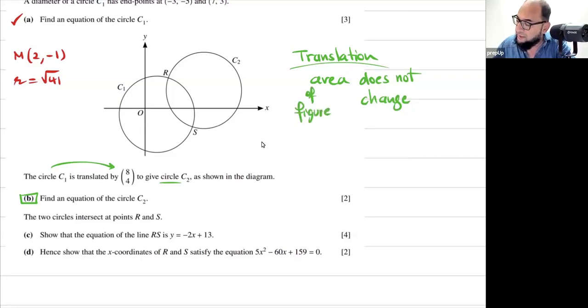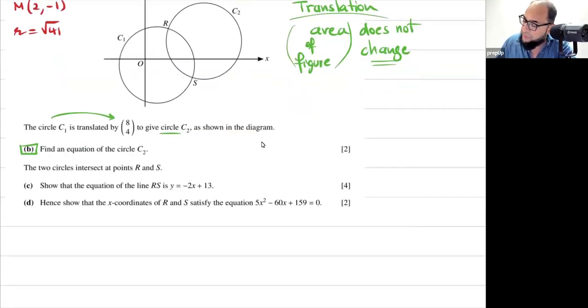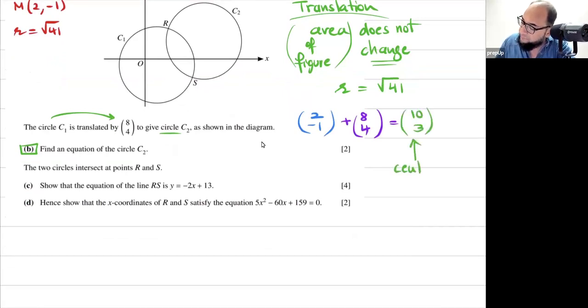So let me just write it like this. Area of figure does not change. That means the radius will still be root 41. So what will change? The center. That means the old center was 2 and negative 1. We are adding 8, 4 to it. And now what should we get? We should be getting the new center. So the new center is 2 plus 8 is 10, minus 1 plus 4 is 3. So this is the center of our circle C2.